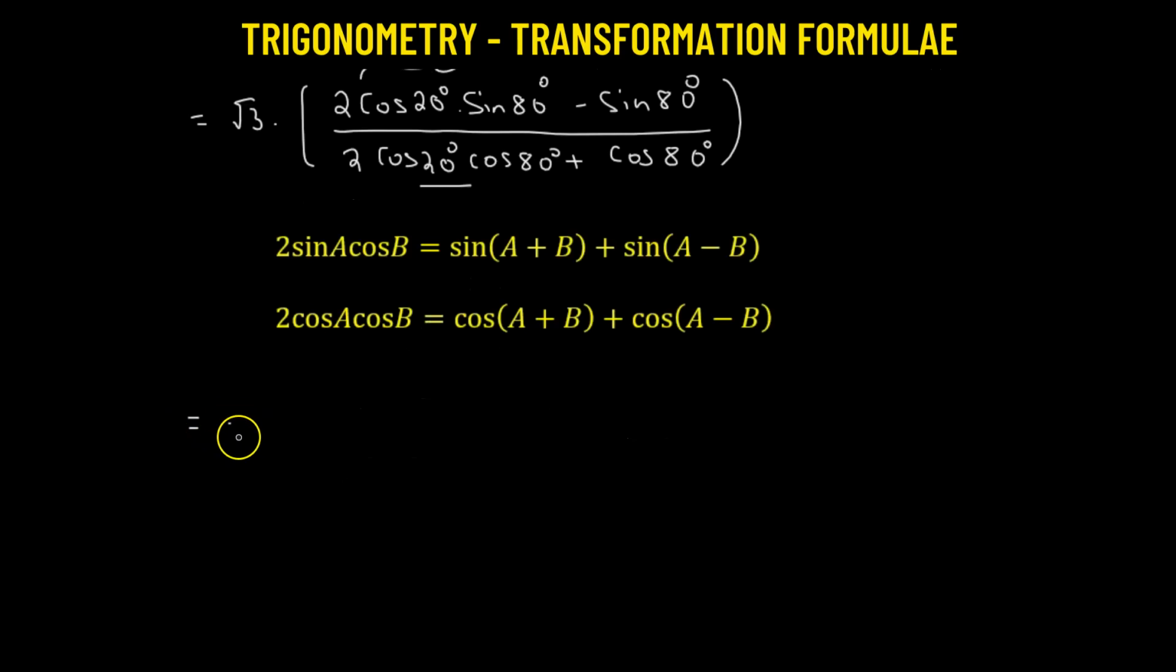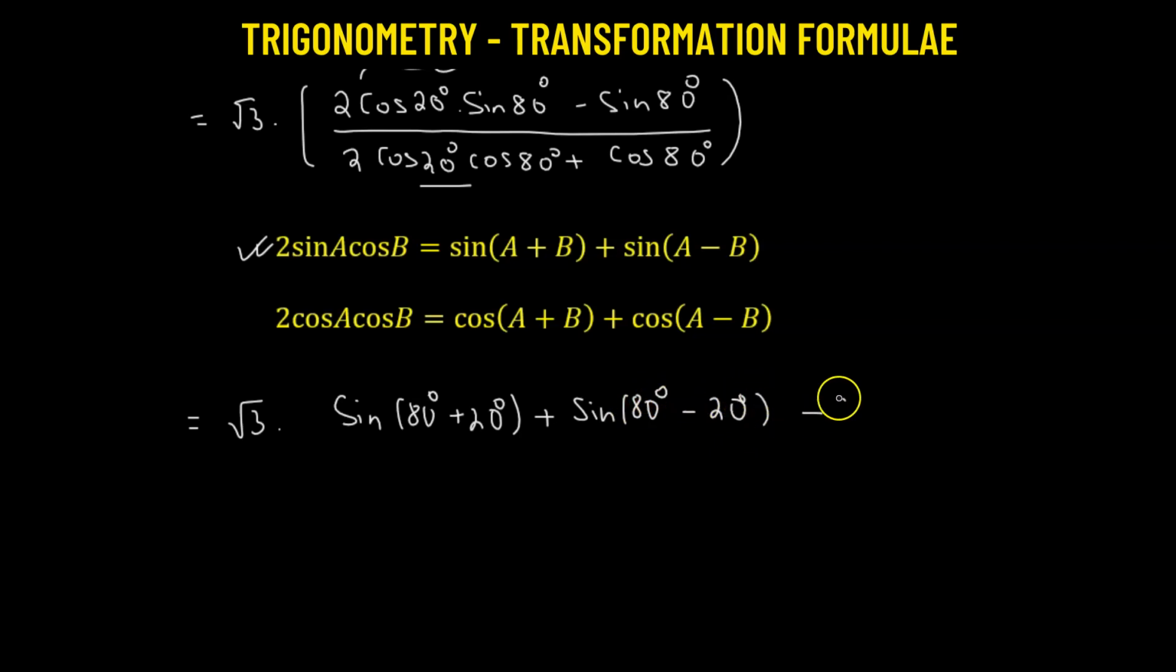Okay, so let's do this. So we get square root of 3. So since we have 2 times cosine 20 times sine 80, we're going to apply this particular formula considering A is 80 degrees and B is 20 degrees. So we get sine of 80 degrees plus 20 degrees plus sine 80 degrees minus 20 degrees and subtract negative sine 80 degrees from it.